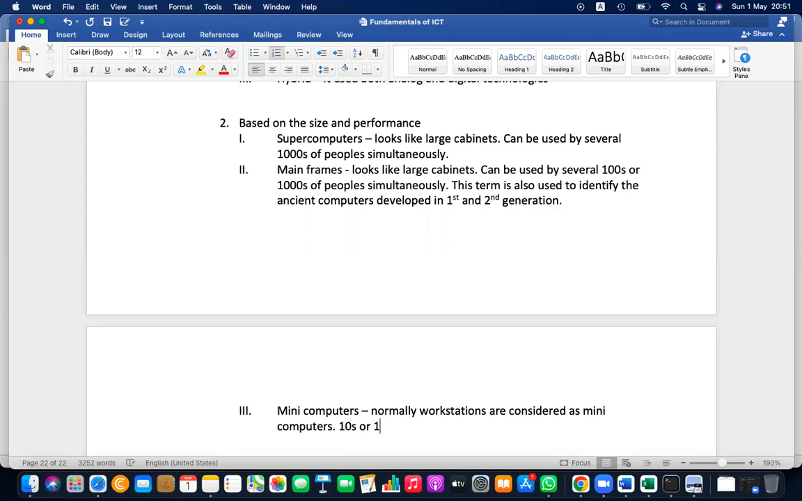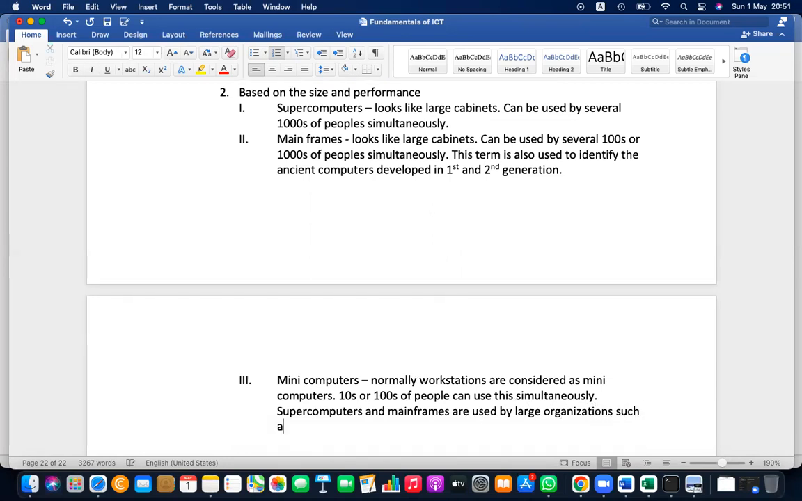Tens or hundreds of people can use this simultaneously. Supercomputers and mainframes are used by large organizations such as Google and large universities.